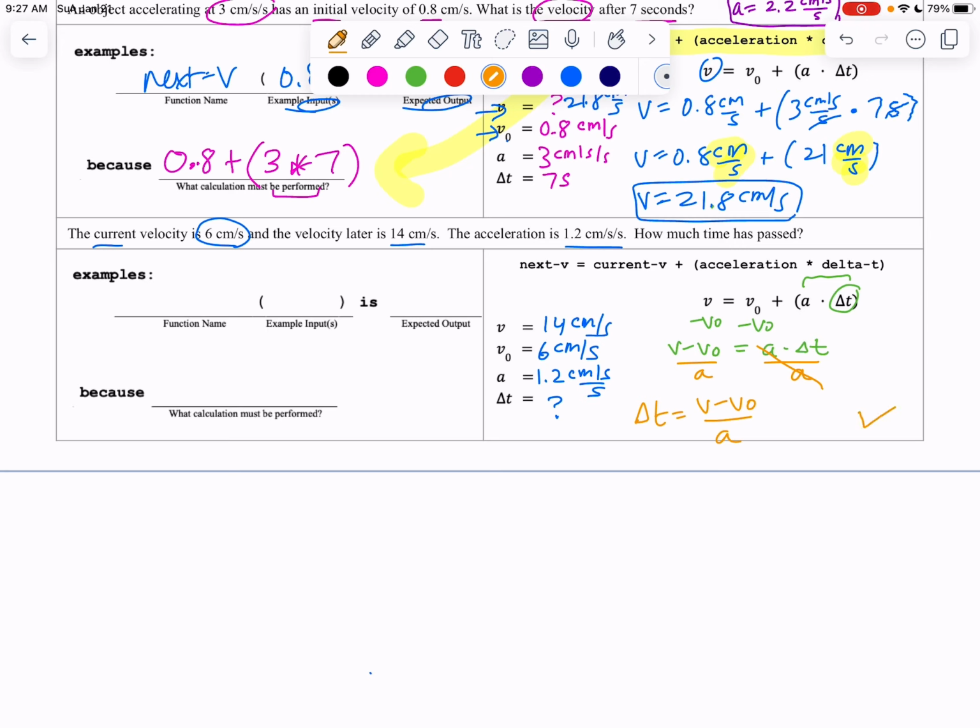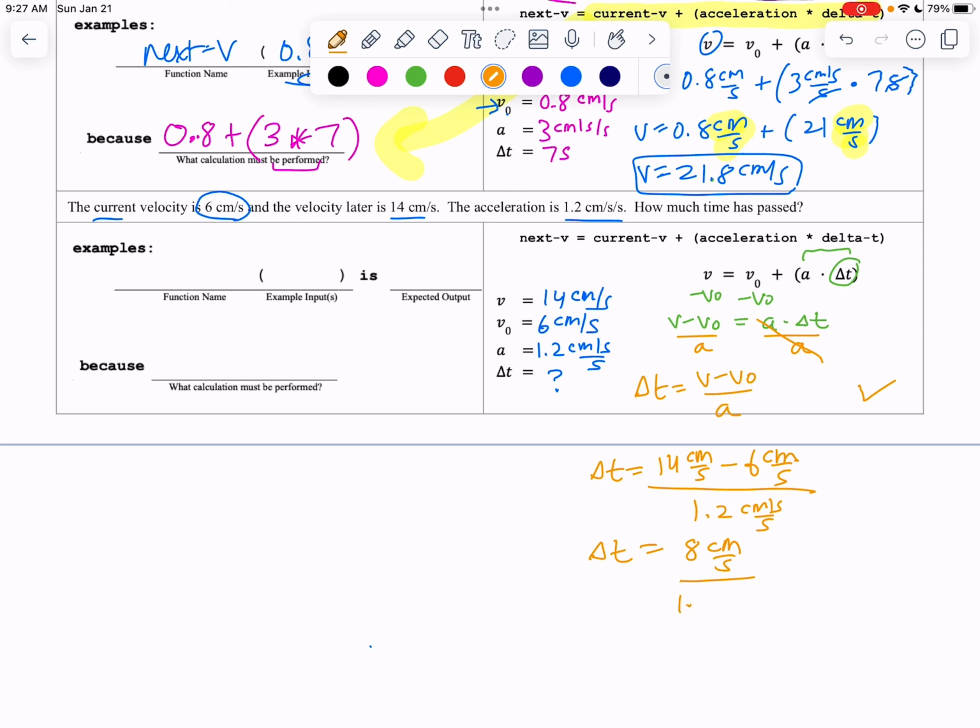Again, if you do not isolate the variable first, I'm counting it wrong. You have to isolate the variable. We're practicing algebra skills also. So delta t, the v is 14 minus 6 centimeters per second. Everybody has a unit, divided by 1.2 centimeters per second. So on the top, that's going to be 8. It's 14 minus 6, divided by, on the bottom, 1.2.